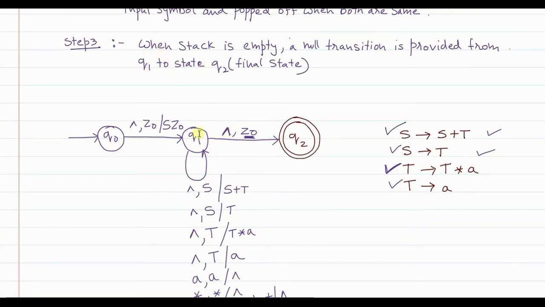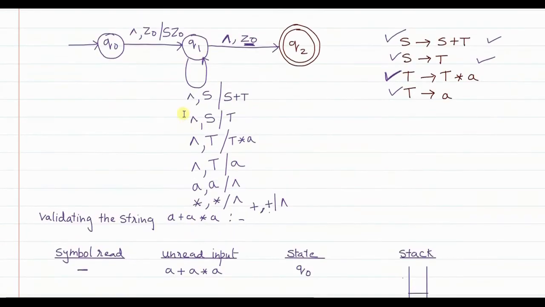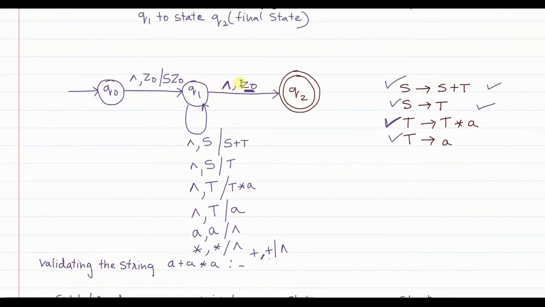It is nothing but when you are in Q1 state, after doing all these transitions, the input string is exhausted, there is nothing remaining to be read, and at that time the stack also turns out to be empty. Then what do you do? You perform no change operation and you go to state Q2.